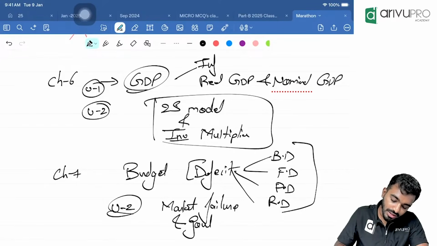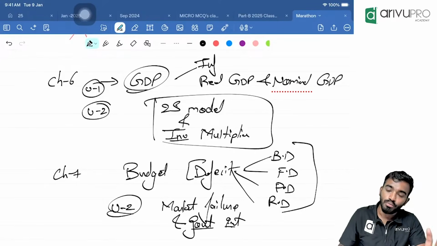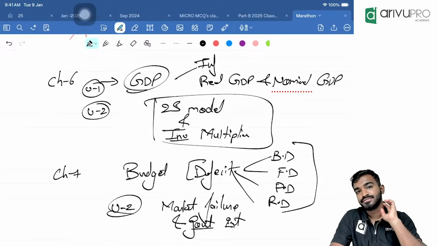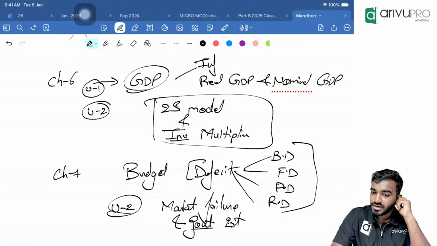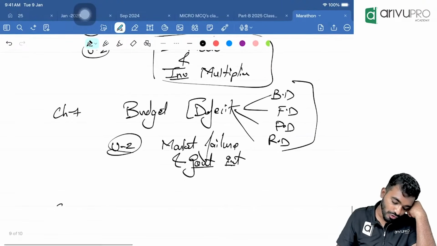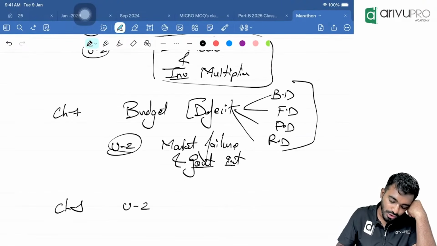Market failure and government intervention. Most important here. Market failure and government intervention to correct market failures. Chapter 8, full numericals of unit 2. Unit 2 numericals.